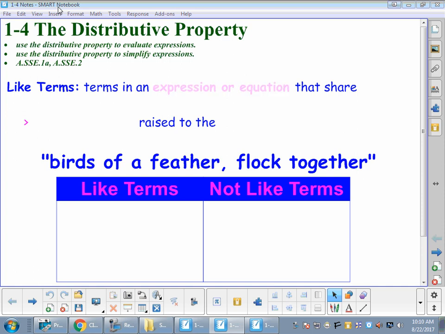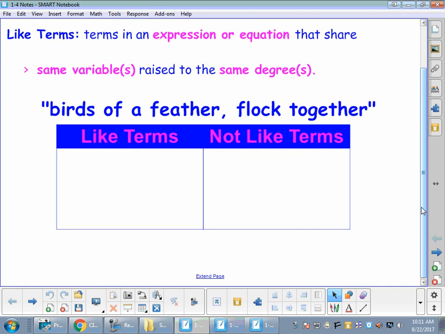Like terms in an expression are terms that share the same variable raised to the same degree. You have to have both parts in order to be like terms. So same variables, an x with an x, a y with a y, an ab with another ab, but they also have to be raised to the same degree. I like to say birds of a feather flock together.